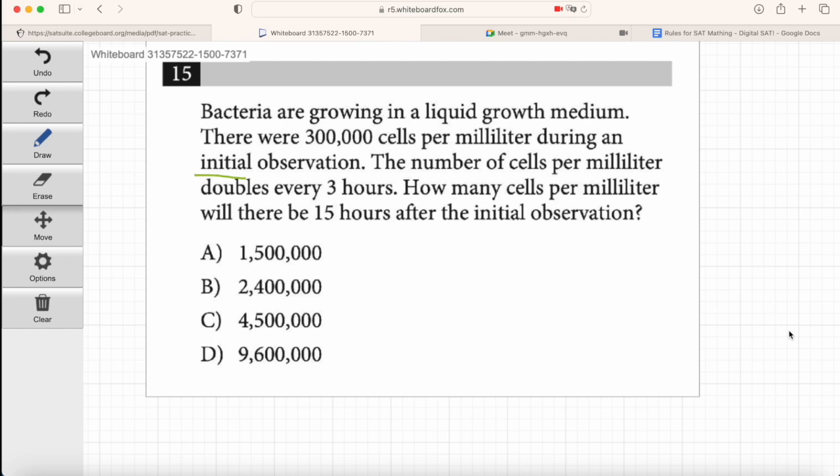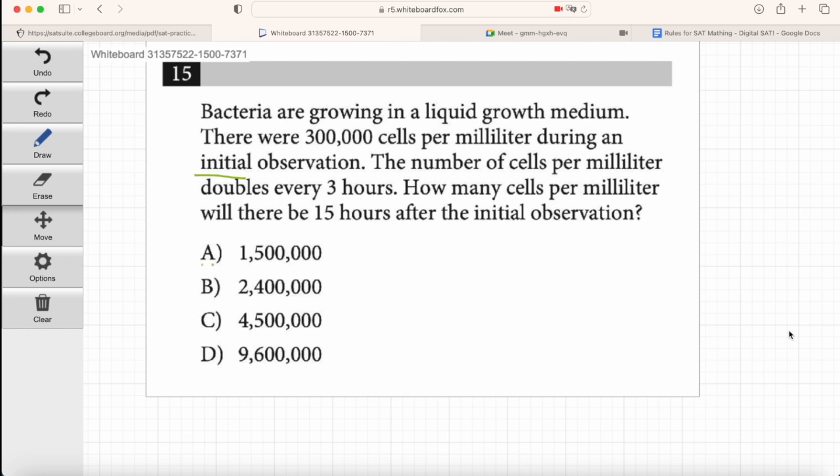Now, the temptation for a lot of students is they just start messing with numbers, like dividing by 3 or dividing by 15, just doing stuff with numbers. Don't do that. Avoid that temptation. Let's just think clearly about the situation. Because we're trying to figure out how many cells there will be in 15 hours.